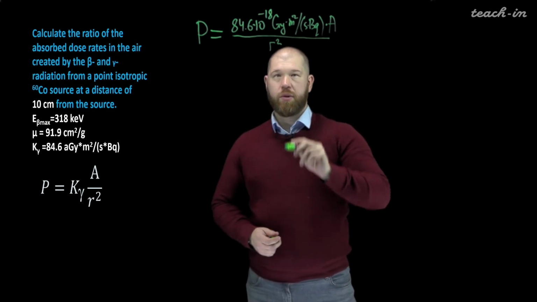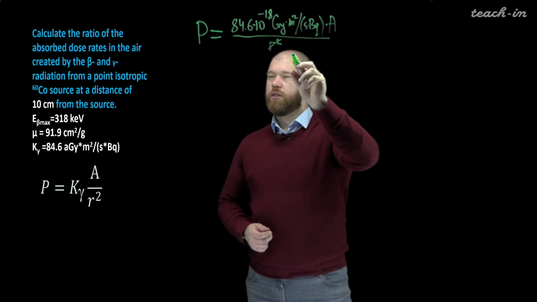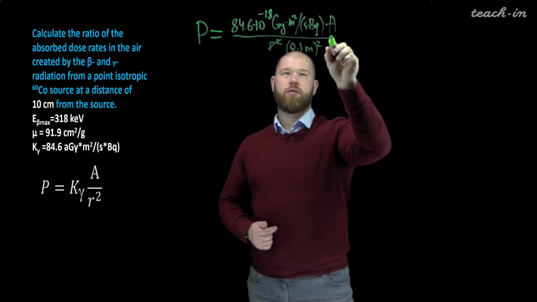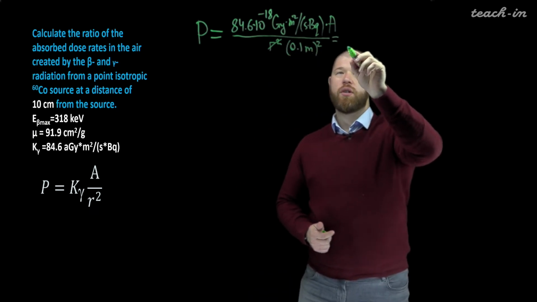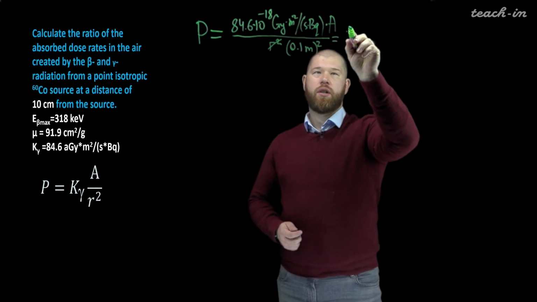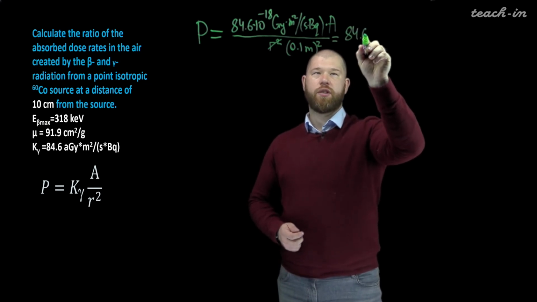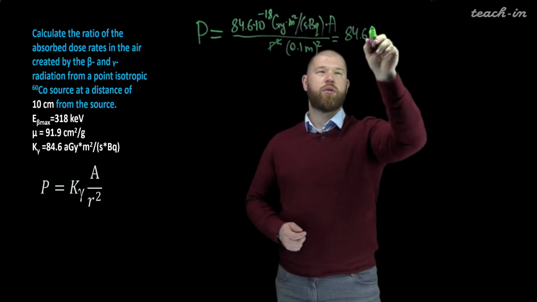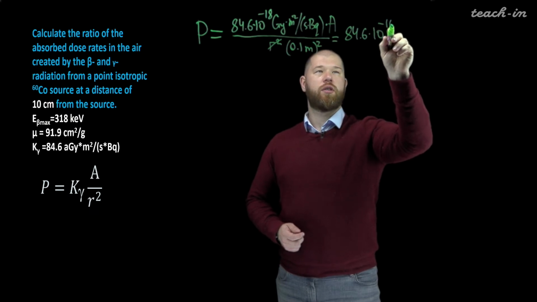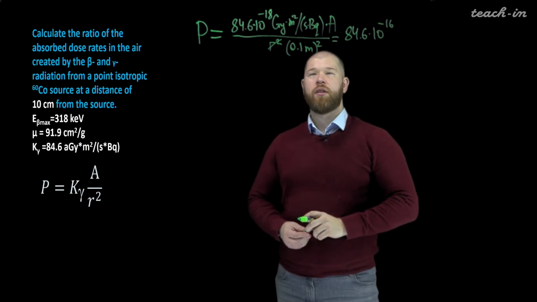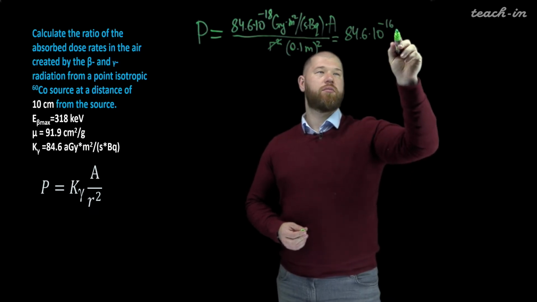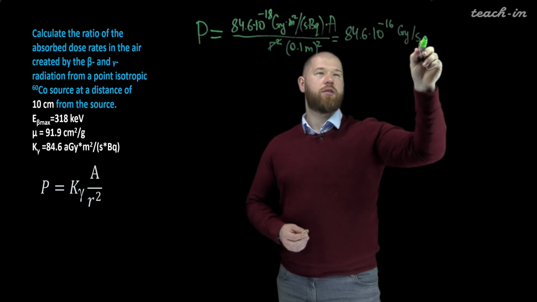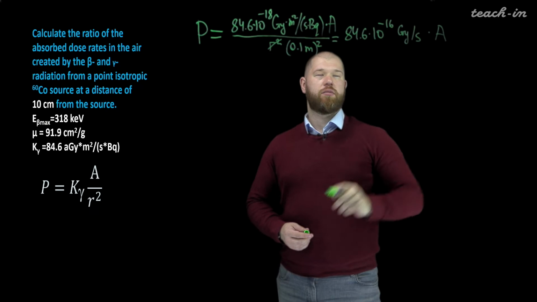And the distance, we can take it as 0.1 meter squared. Thus, it will be simply 84.6 again. It will be 10 to the minus 2 that will go here. It will be 10 to the minus 16. And now it will be gray per second. And we multiplied it just by the number of activity.